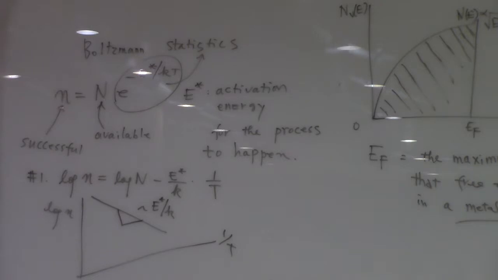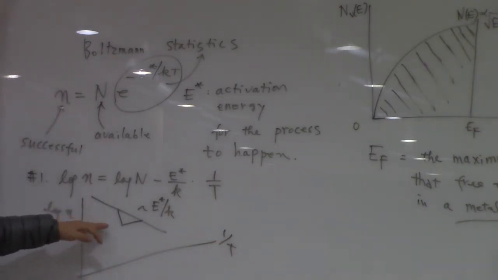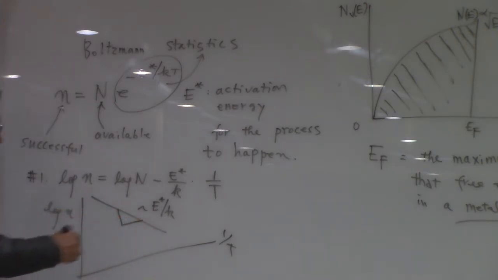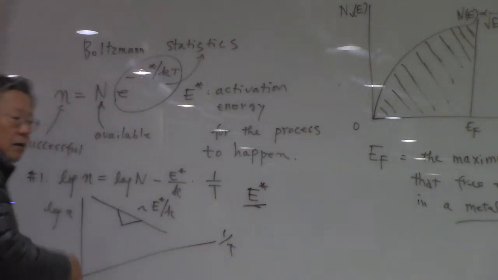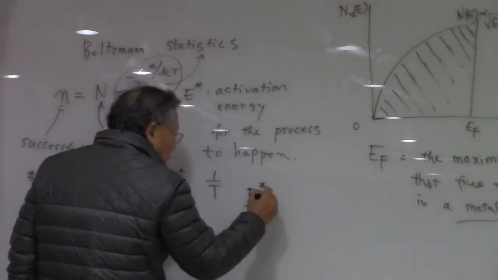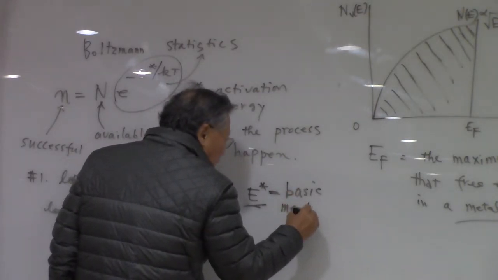So for some events that we have, if you can measure the successful events with respect to the temperature of the system, then from the slope we can understand the basic mechanism by knowing the E star from this straight line. So this is related to the basic mechanism of the reaction.